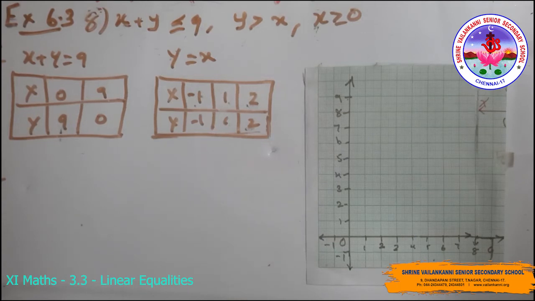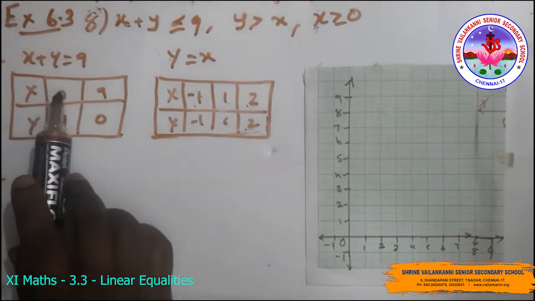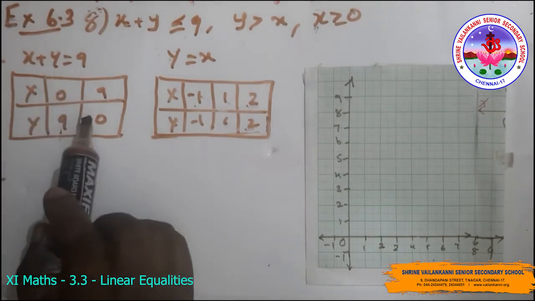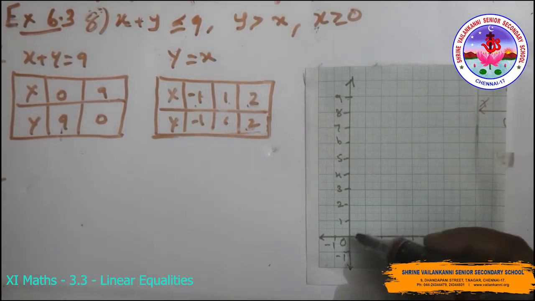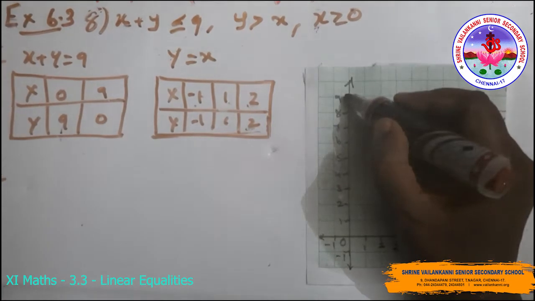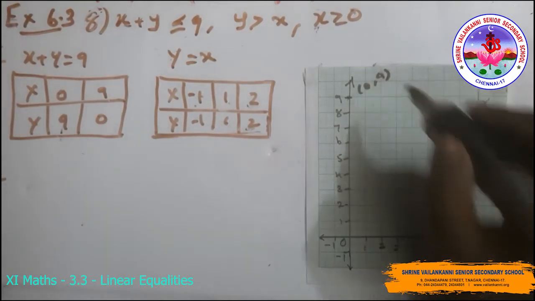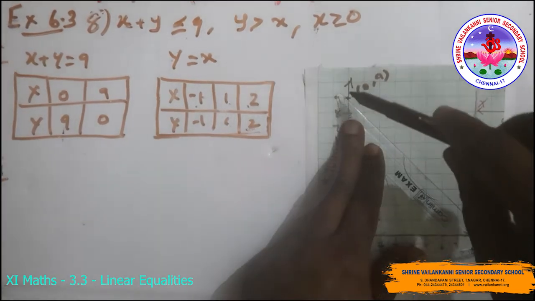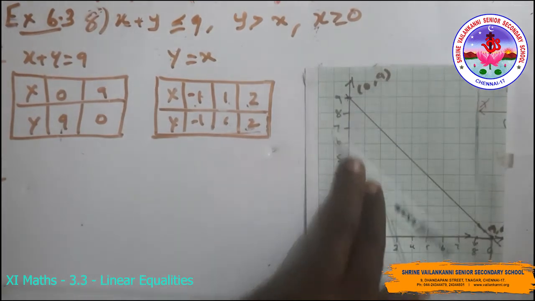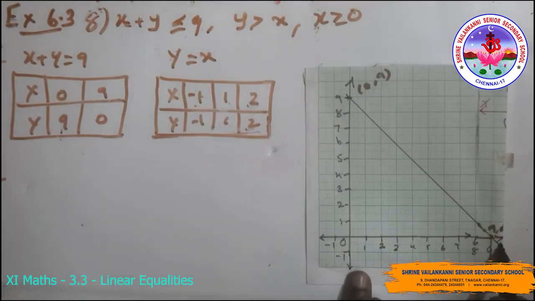8th question: x plus y less than or equal to 9, y is greater than x, and x is greater than or equal to 0. So x plus y equal to 9: put x is 0, y is 9, and y is 0, x is 9. So we have to plot these points on the graph. When x is 0, y is 9, so (0, 9). When x is 9, y is 0. We have to join these 2 points with a solid line.